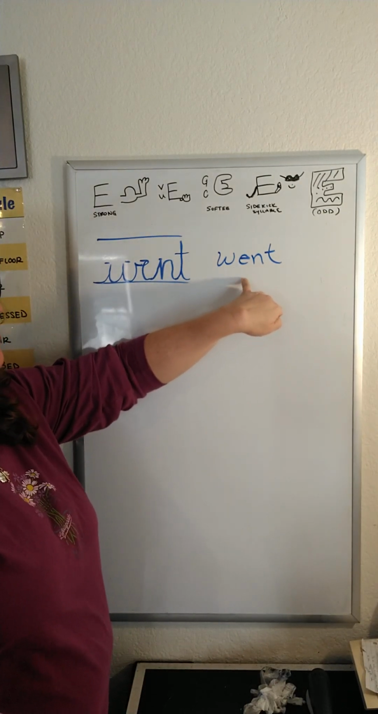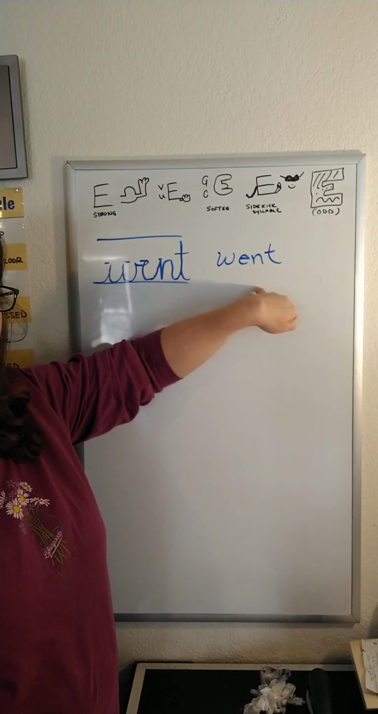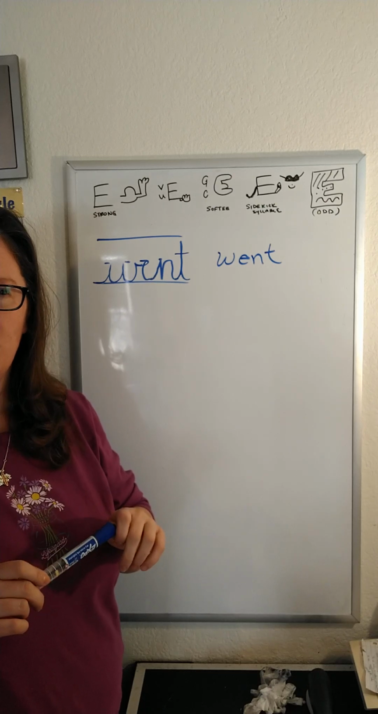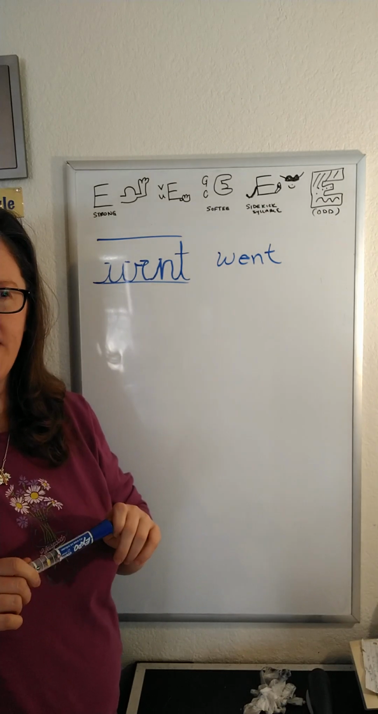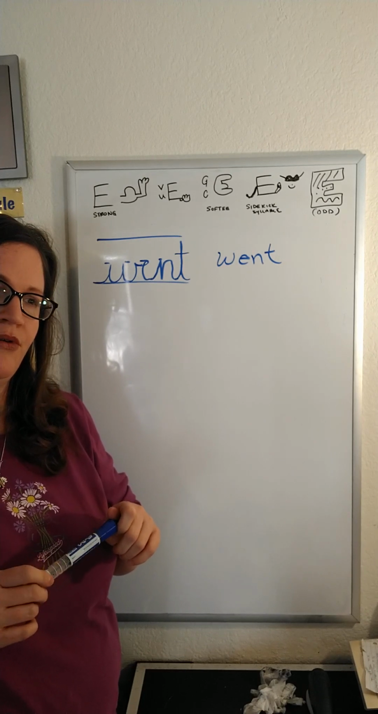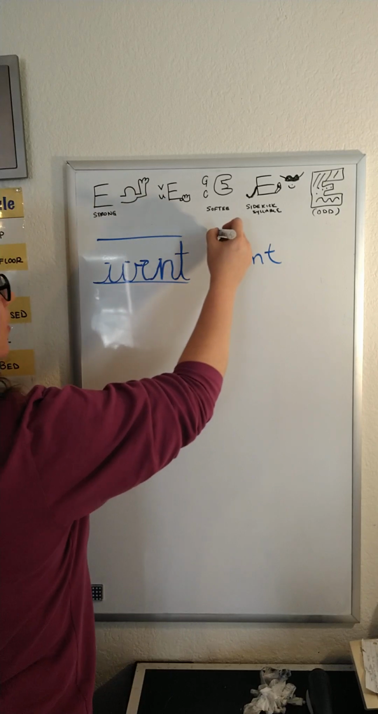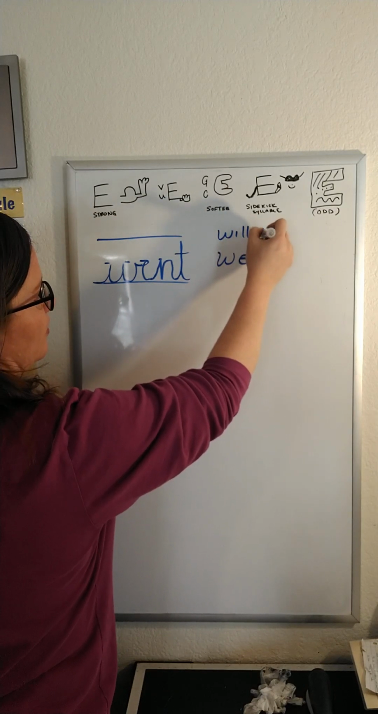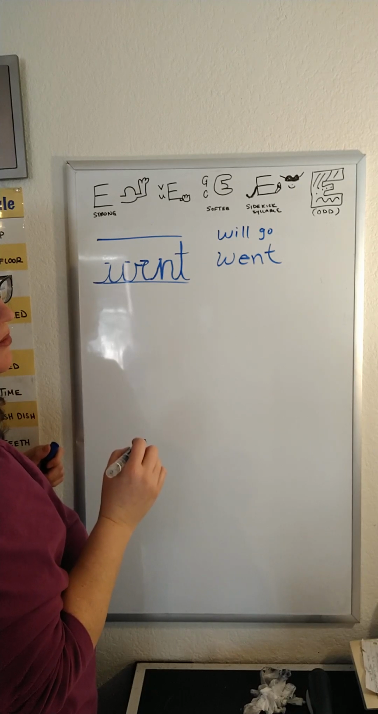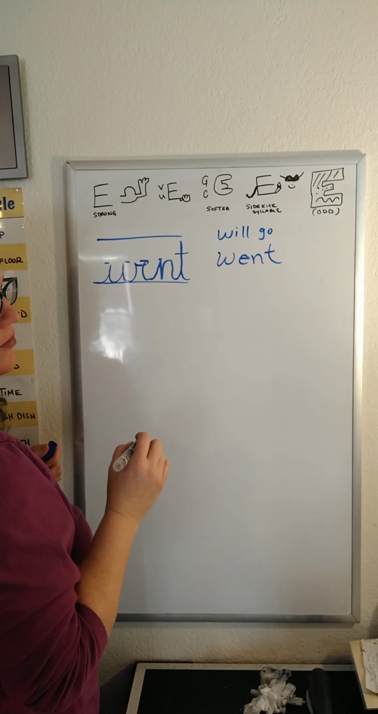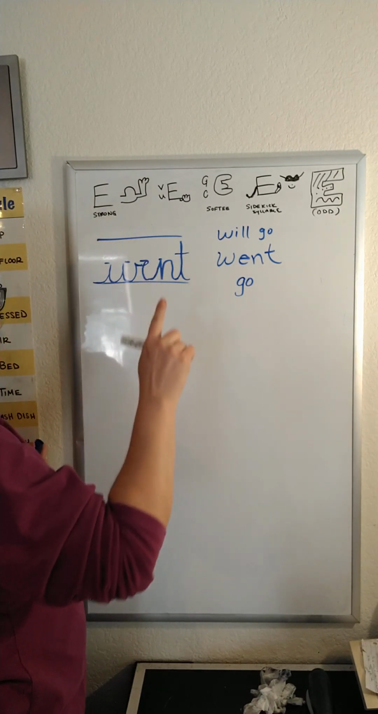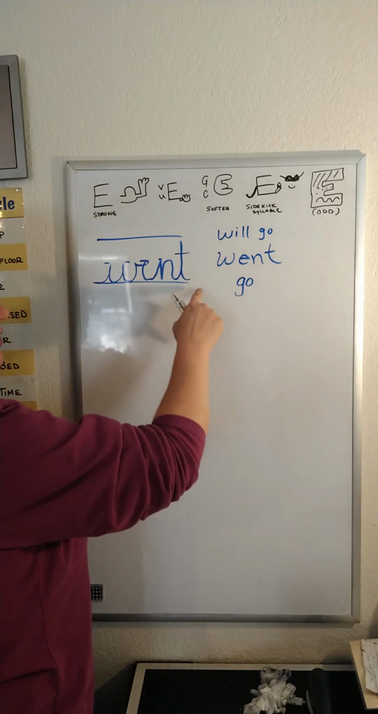What is this verb the past form of? She went to the store. What is it the past form of? Will go. Okay, will go is the future. She will go to the store. So what's the present form? Go, right? So this is one of those weird ones that you have to remember.